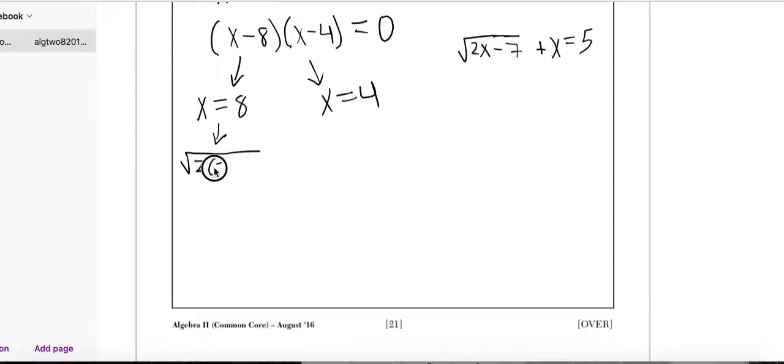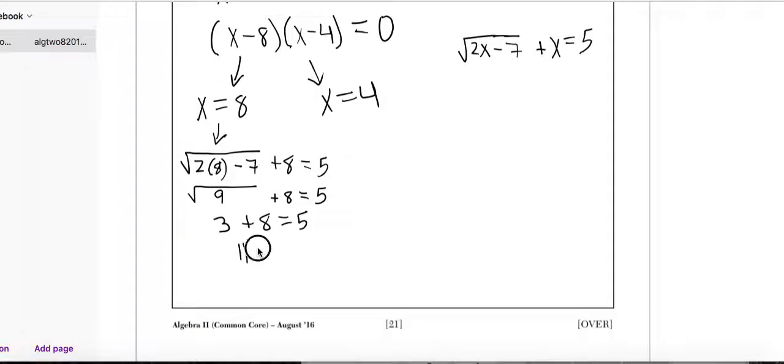So I'll just substitute 2 times 8 minus 7, right? Substituting 8 for x, plus 8 equals 5. 2 times 8 is 16 in the parentheses, in the square root sign, and 16 minus 7 is 9. Now, already I know that if I'm adding 8, the square root of 9 is 3, and 3 plus 8 is not 5, it's 11. So we have to reject x equals 8.